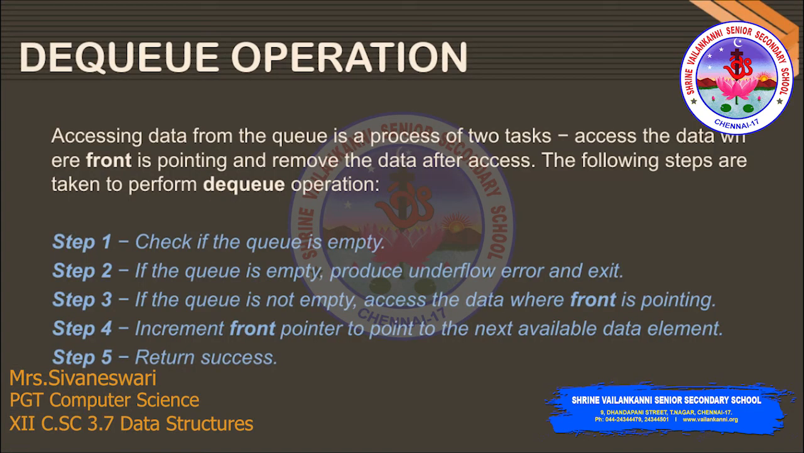Clear? Now dequeue. Check if the queue is empty, because if it is empty, then underflow error and exit. If the queue is not empty, access the data where front is pointing, increment the front pointer to point to the next available data element, return success.